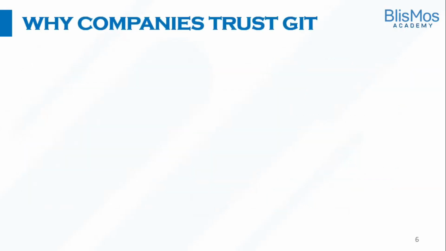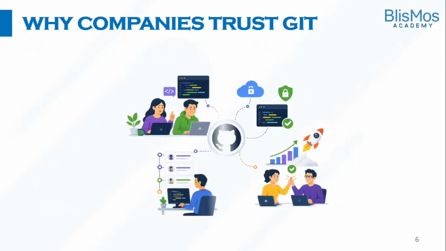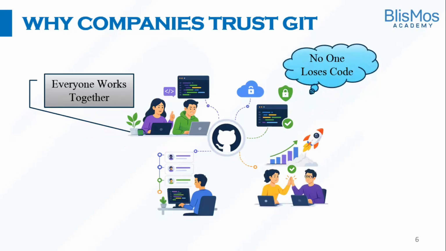So, is there any platform apart from Git? Why do companies trust Git? That's the major question, because there are four major reasons why companies trust Git. The first thing is there is no code loss. Suppose you have written code and committed it to Git, and whatever changes you have made, there is version control. You can go ahead and check the code. There is no code loss.